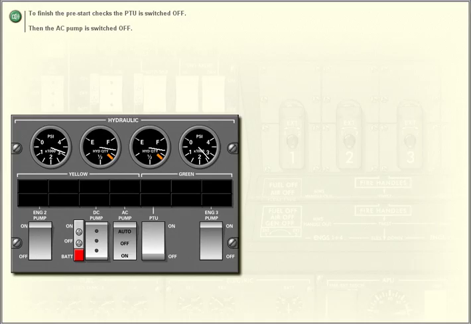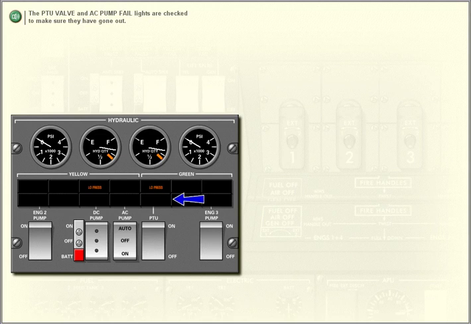To finish the pre-start checks, the PTU is switched off. Then the AC pump is switched off. The PTU valve and AC pump fail lights are checked to make sure they have gone out.